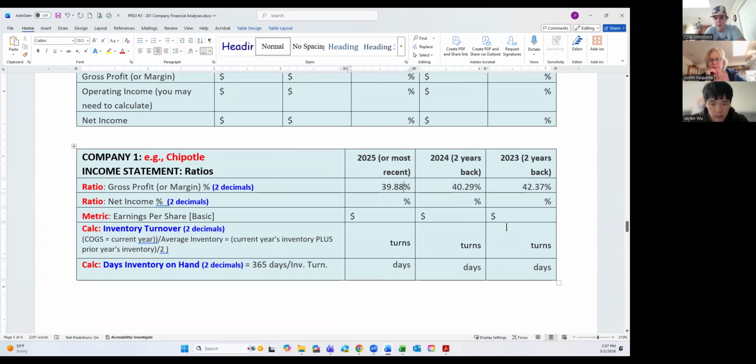From 2023 they went from 42.37 to 40.29, and then from 2024 to 2025 they went... You don't have to do that every time. I kind of did, and maybe that's why I have so much, because I talked about every year and the change. How many sentences do you have for gross margin? Let me look real quick. I put all the percentages into one paragraph.